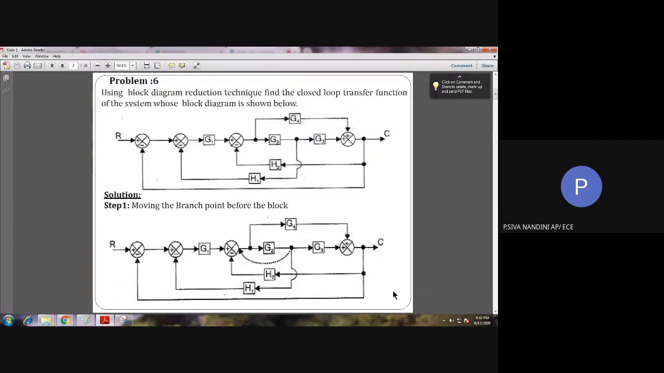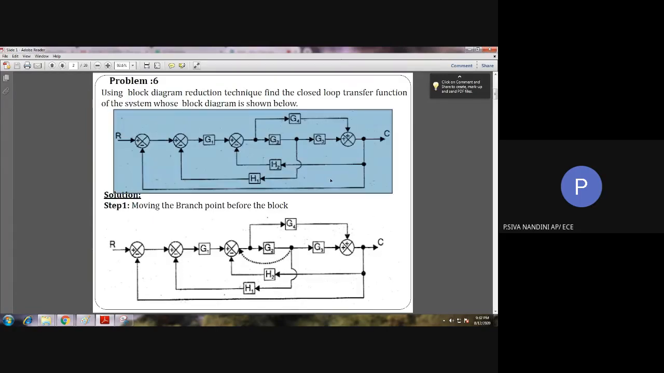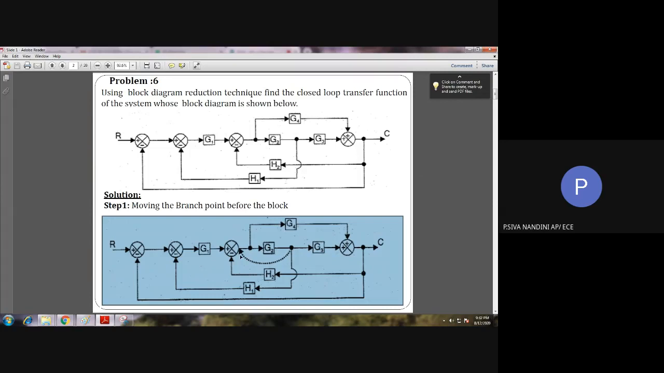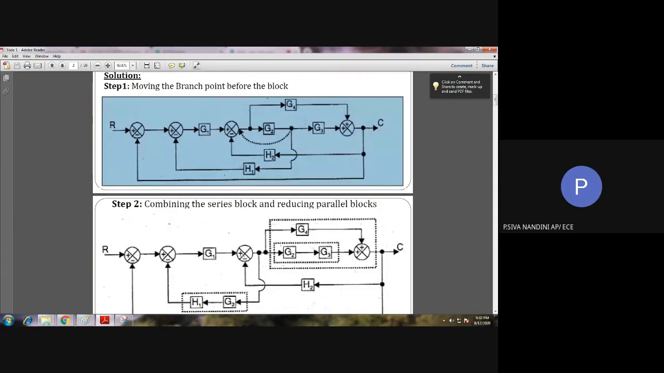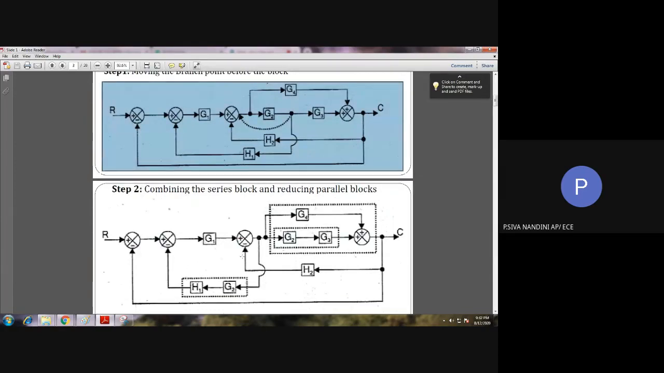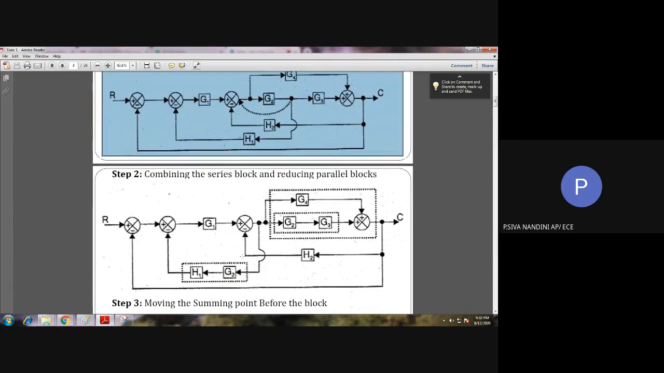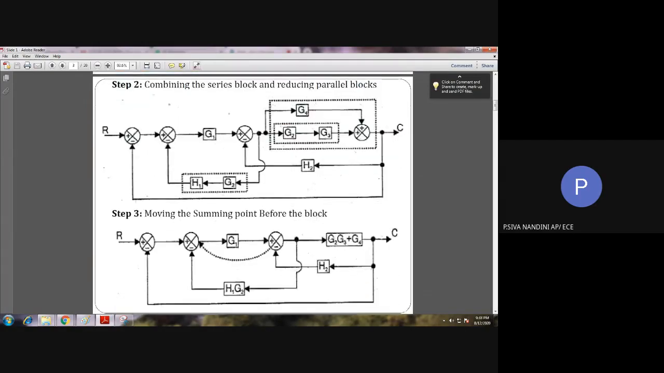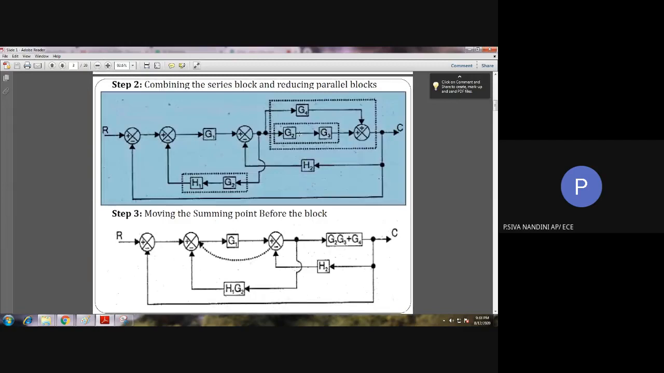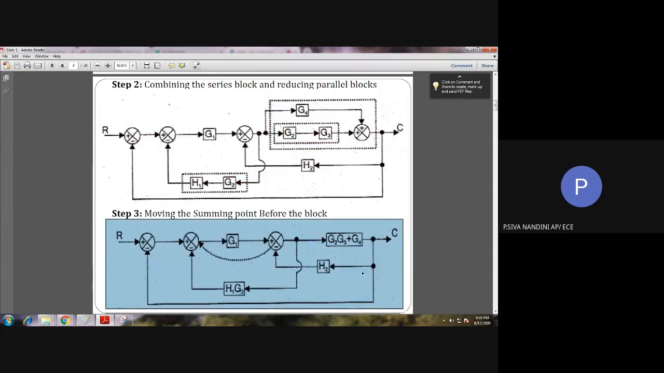So, once again I shall explain the steps alone. This problem number 6. See, first we are moving a branch point before the block. So for moving the branch point before the block, we need to include that block in the branch point path. After that, here we are having some blocks in series. We can combine those blocks. And also here we are having parallel blocks. So we can combine those parallel blocks and obtain this step number 3.